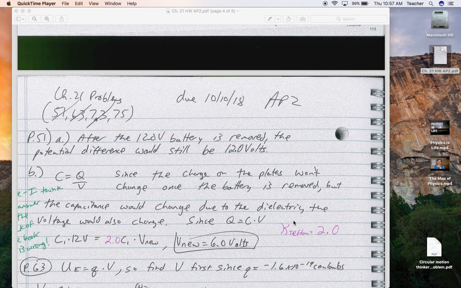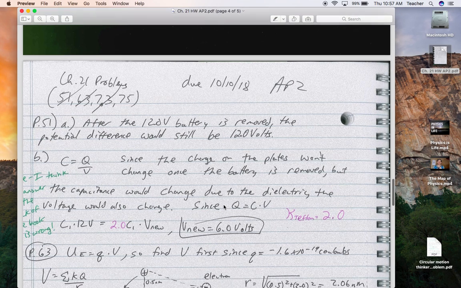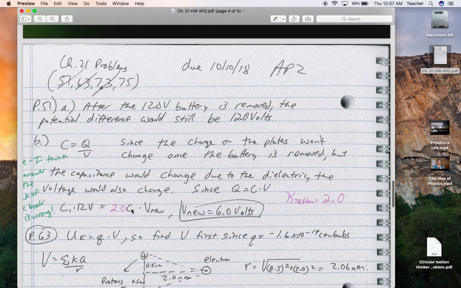Problem 51, after a 12 volt battery is removed, the potential difference is still 12 volts. We went over this in class. Unfortunately, this cut off the side of my paper here, which is a pain. But the book answer was wrong.